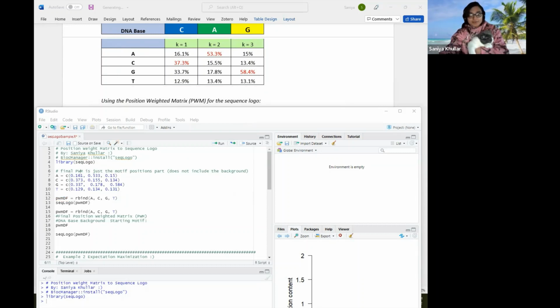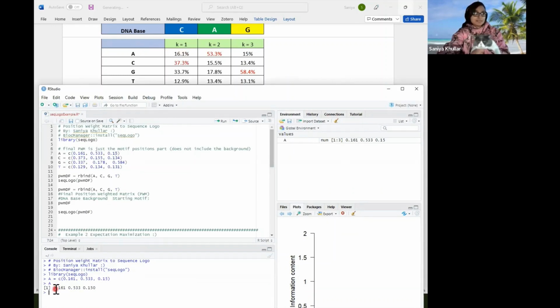For A, I'm going to focus on the A parts, which are 16.1%, 53.5%, and 15%. So this is what I put in for A: 0.161, 0.533, and 0.15. Each of the columns I'm representing as a row, and then I'll stitch them together. These are the probabilities for A. The first is 16.1%, 0.161. Then a 53.3% chance in the second position of the motif, 0.533. Again, we're only looking at the motif positions, not at the backgrounds. And then 0.15 is 15% for the third position.